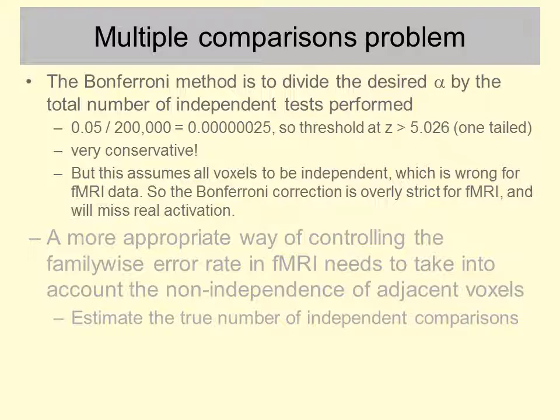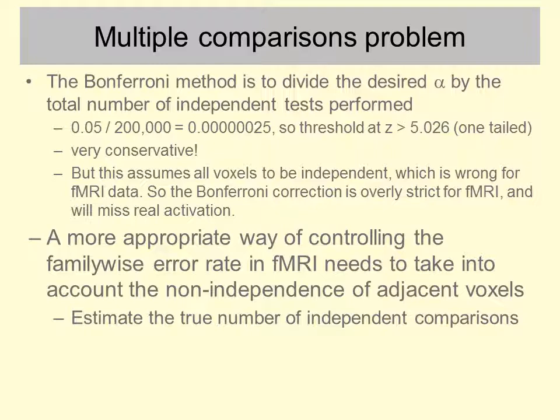This, of course, is making the assumption that the family of tests is equal to the number of voxels in the brain, i.e. that all the voxels are independent from each other. And that assumption is plainly wrong for fMRI data because there is spatial structure in the brain. Bits of the brain that process similar types of information tend to be located adjacent to each other. So we have to find a more appropriate way of controlling family-wise error rate in fMRI, which takes into account the non-independence of adjacent voxels.